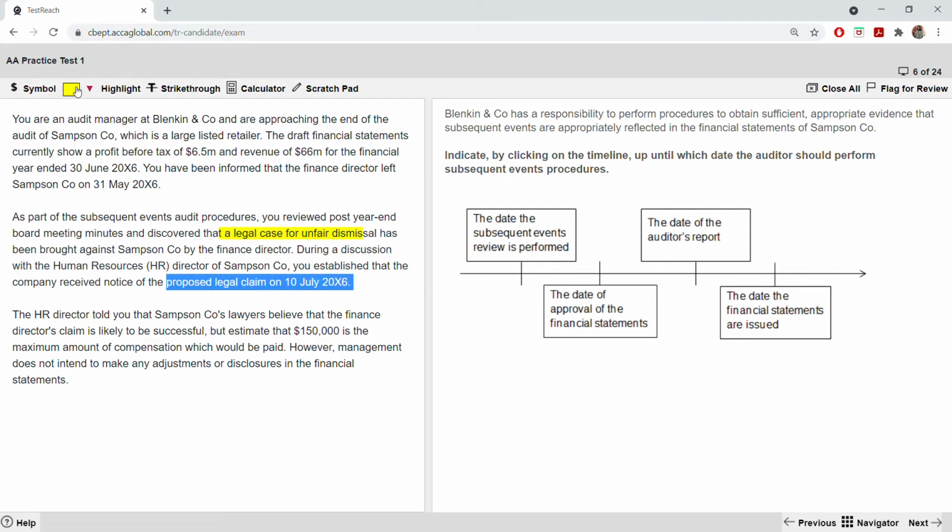It's very important. Whenever you are given facts, just highlight them. They received the notice of the proposed legal claim on 10th July 2006. The HR director told you that the company's lawyer believed that the finance director's claim is likely to be successful, but estimated that 150,000 is the maximum amount of compensation which has to be paid. However, the management does not intend to make any adjustments or disclosure in the financial statements.